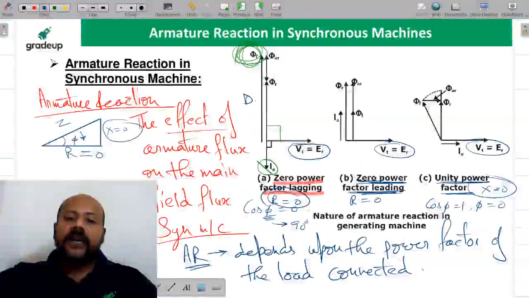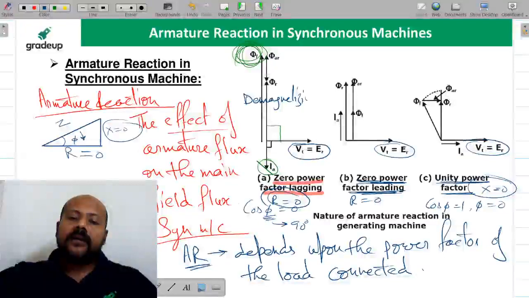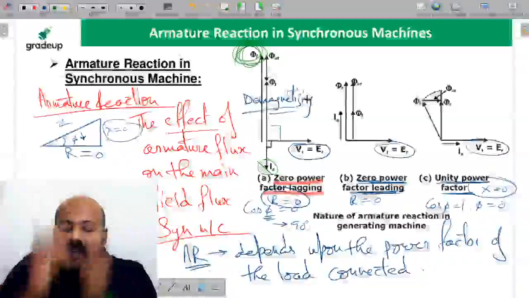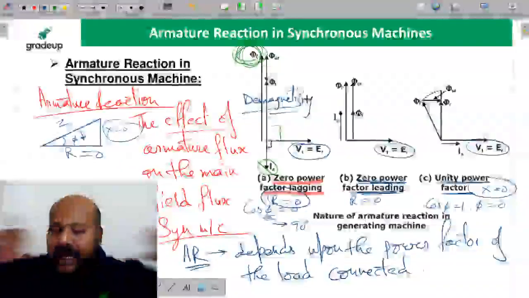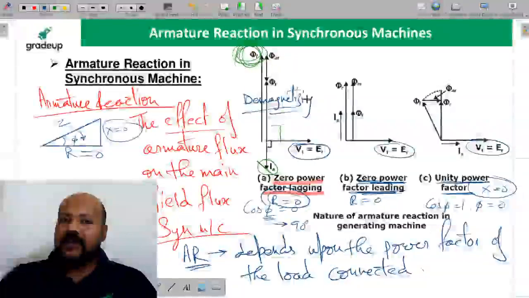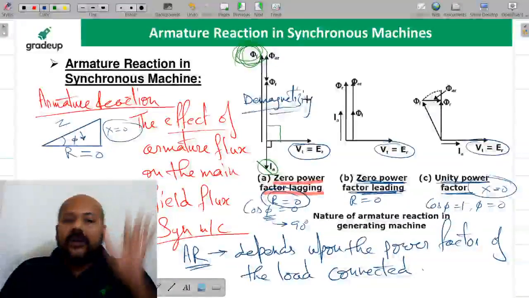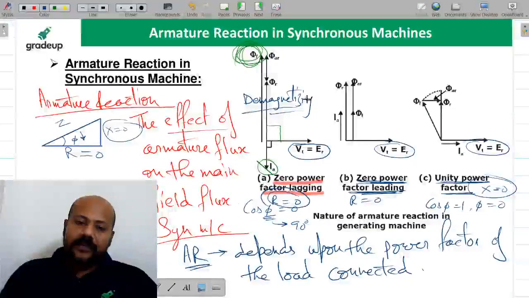So very easily you can say that for this case the armature reaction is going to be demagnetizing. Yes or no? If the armature flux is going to be in complete opposition to the main field flux, then it is going to be completely demagnetizing. Is it clear or not? Tell me yes or no in the comment section. I hope it is clear.